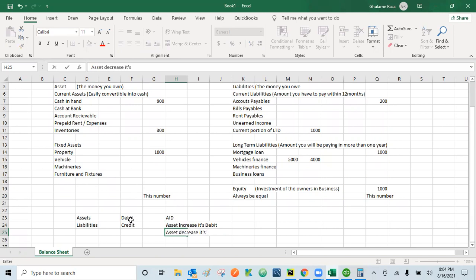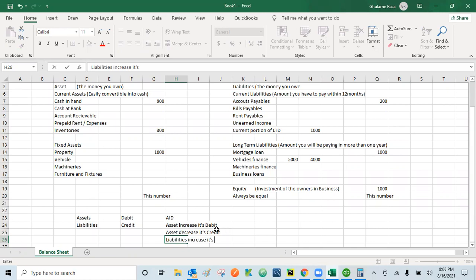So you can see you only have two options. If increasing is debit, then decreasing is credit. As simple as that. And then you see asset is on the left side, liability is on the opposite side. So whatever the function you are doing here will be opposite for the liability. So if the liability is increasing, you can see here when the asset increases, it's debit. So opposite of asset is the liability.